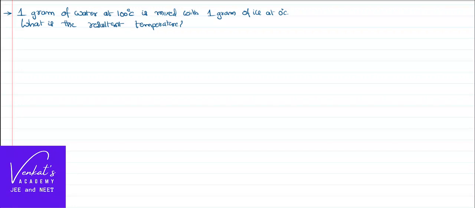Let's have a look at this problem. 1 gram of water at 100 degrees centigrade is mixed with 1 gram of ice at 0 degrees centigrade. What is the resultant temperature? That's the question. Here it's very clear that water at 100 degrees centigrade is the hot body, it will lose heat. Ice at 0 degrees centigrade is the cold body, it will gain heat.